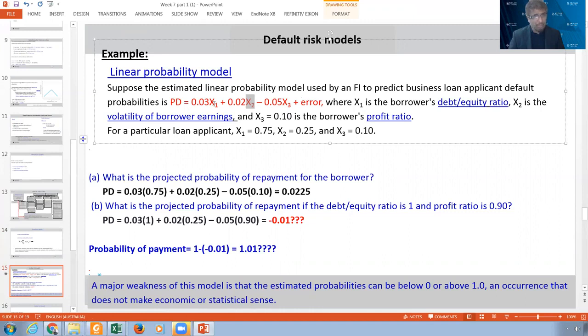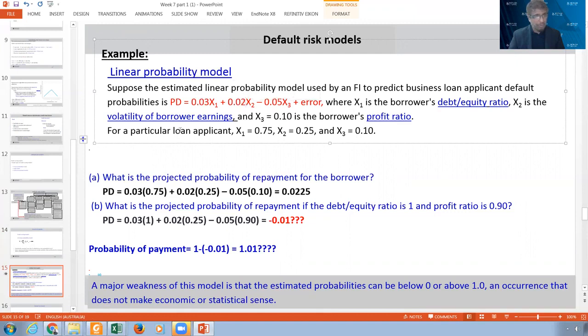So what is X1? It's the debt over equity ratio. This is number one, which you put here. You don't change the 0.3, which is the coefficient. You don't change it at all. The coefficient, you keep them fixed. It's just the variable you change.